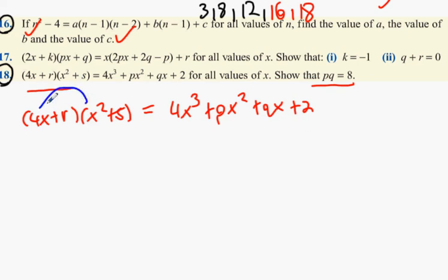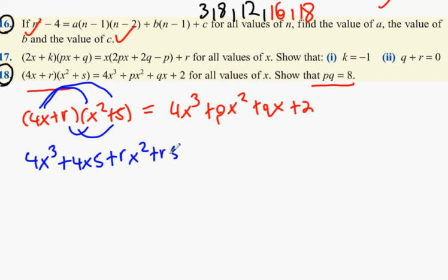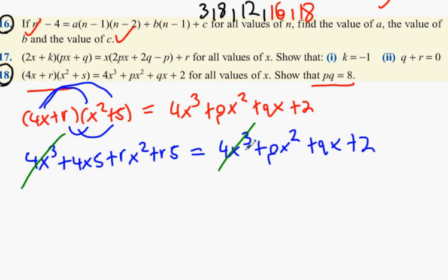Multiply them out. Make them look the same. 4x cubed minus 4xs, rx squared, plus rs equals 4x cubed plus px squared plus qx plus 2. Now, what we're looking at here, guys, is the 4x cubed and the 4x cubed are the same, aren't they? Yeah.